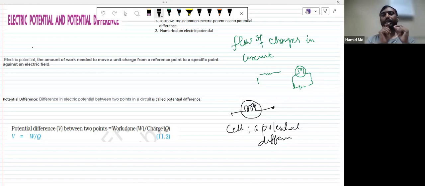Right? So what does the cell do? It creates a potential difference between two points. Got my point? Yes, sir.